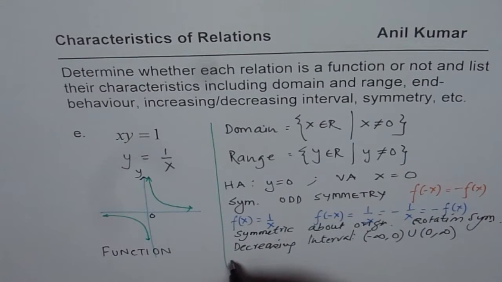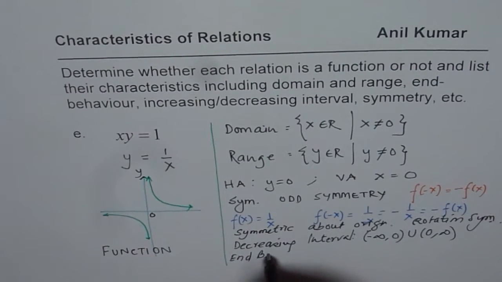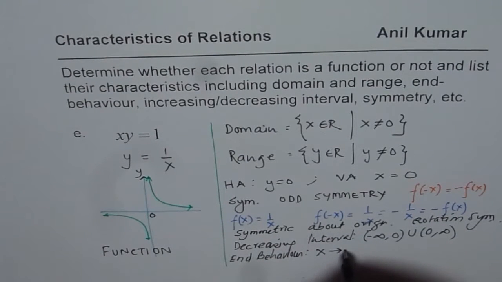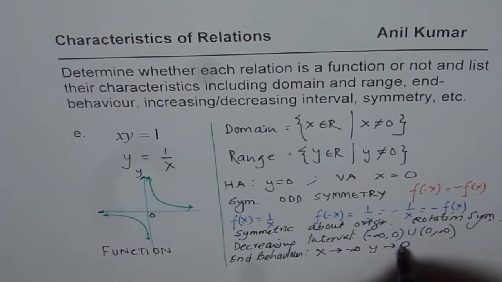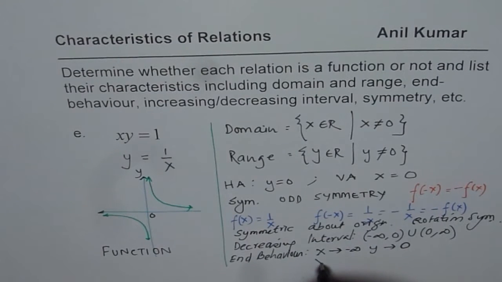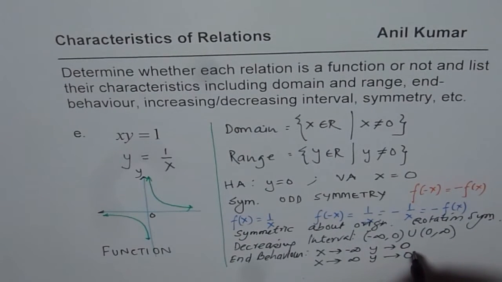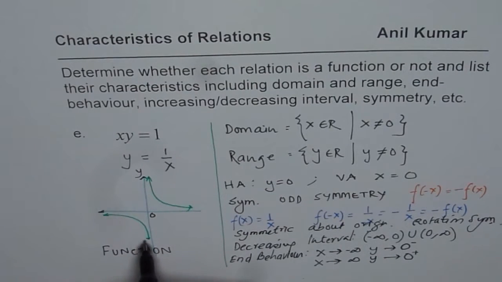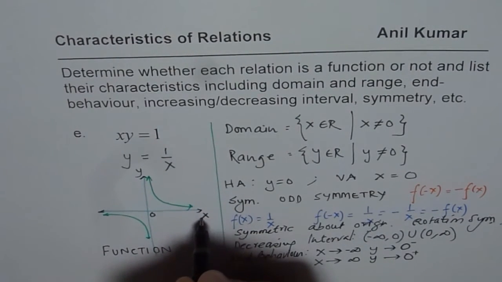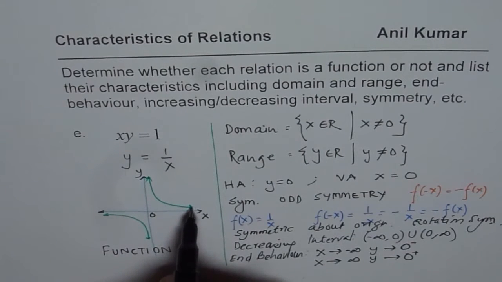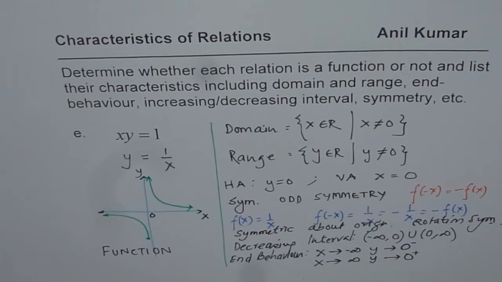As far as end behavior is concerned, let me write end behavior also here. End behavior defines horizontal asymptote here. When x approaches negative infinity, right this side, y approaches 0, right? So it is approaching a value, and therefore we have a horizontal asymptote. And when x approaches positive infinity, y again approaches 0. Sometimes we write positive and negative, saying that when x approaches negative infinity, y approaches 0 from the negative side, and when x approaches positive infinity, then y approaches 0 from the positive side. So that helps to sketch a graph.